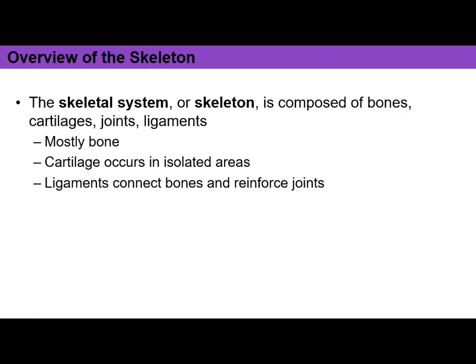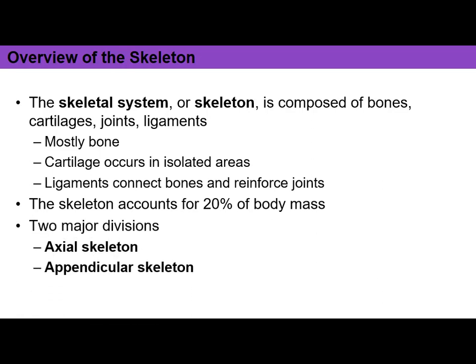When we think about the skeletal system, yes, it's mostly bone. We have cartilage that's seen in isolated areas, usually connecting points, and then we also have ligaments whose job is to connect bones and to reinforce particular joints and make them a little bit more stable. The skeleton accounts for 20% of your body mass. So when we think about how much we weigh, 20% of that is our skeletal system. And as we'll see as we move throughout this unit, both before winter break and after winter break, there are two major divisions, the axial and the appendicular skeleton.